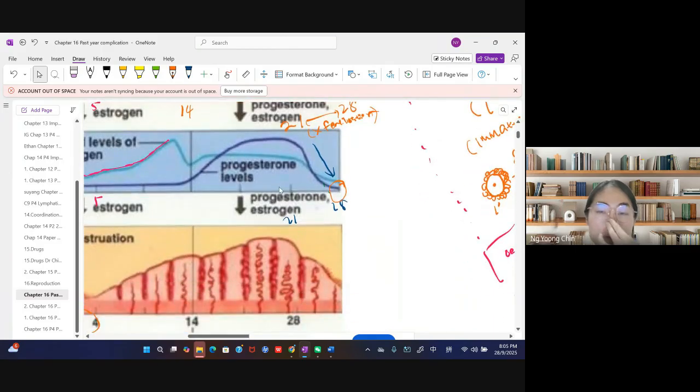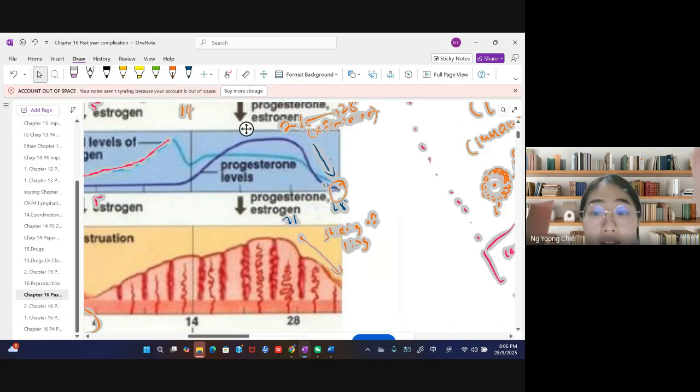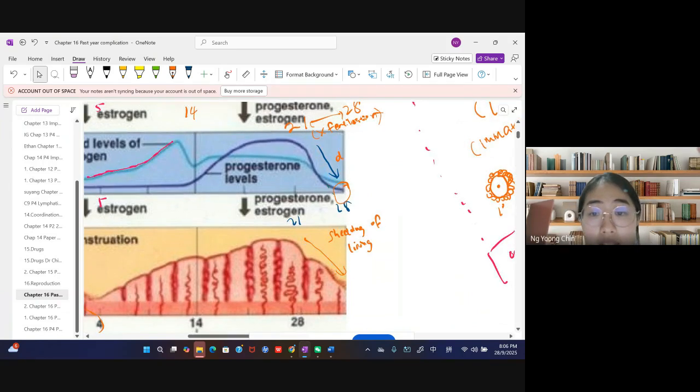Once the progesterone and estrogen levels decline, it will cause the endometrial lining to shed off like this. This is what we call shedding off the lining. Shedding off the endometrial lining is due to the decline of the progesterone and estrogen between day 21 and day 28. So here's the decline, because no fertilization happened.